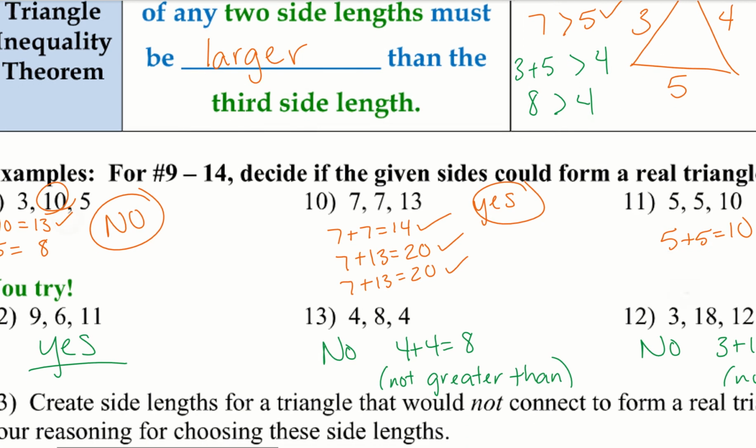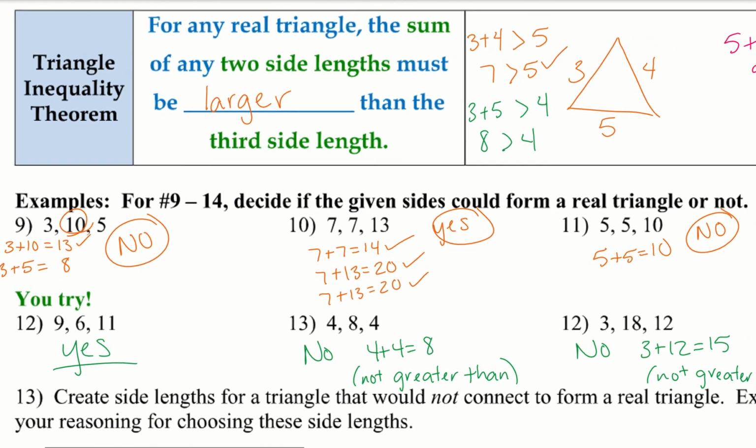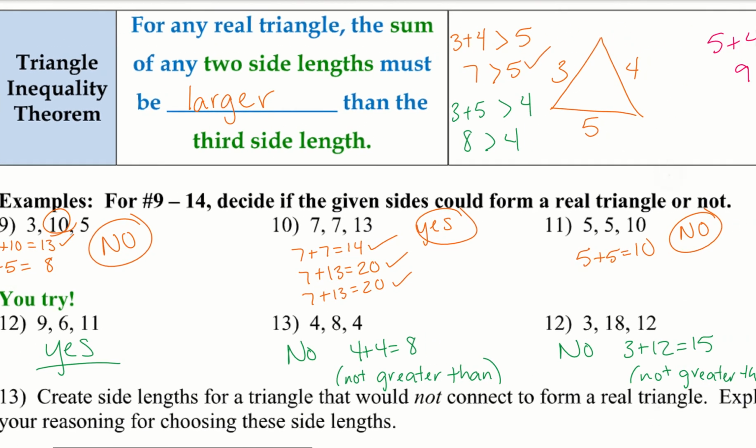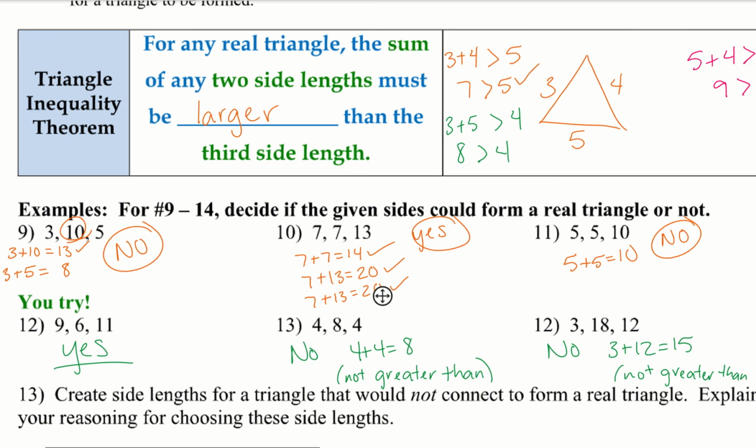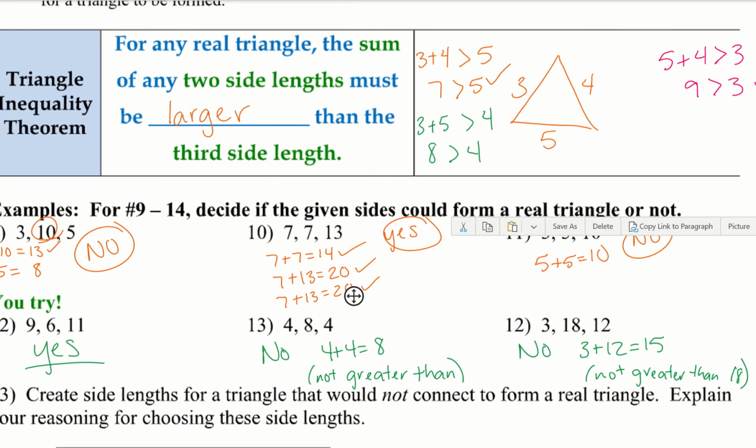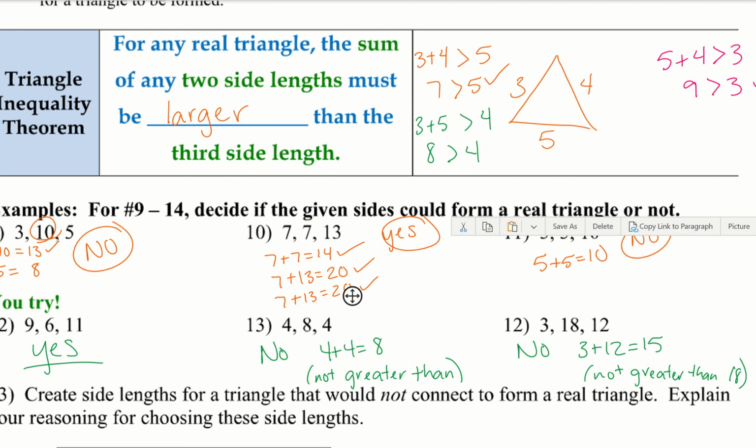All right, and here are the answers for 12, 13, and the second 12. 12 is yes. I didn't put down all the options, but it was yes. 13, 4 plus 4 isn't greater than 8, so it's not a triangle. And then 12, 3 plus 12 is not greater than 18.